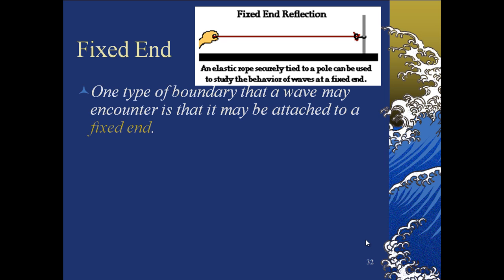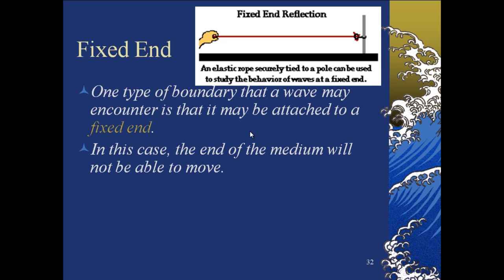One type of boundary that a wave may encounter is that it may be attached to a fixed end. That means the one end doesn't move. The only part that's moving is your part with a hand. So this part you can go up and down or left and right, depending on if you want to create a longitudinal or transverse wave. But this side over here is fixed, so it's going to stay where it's at.